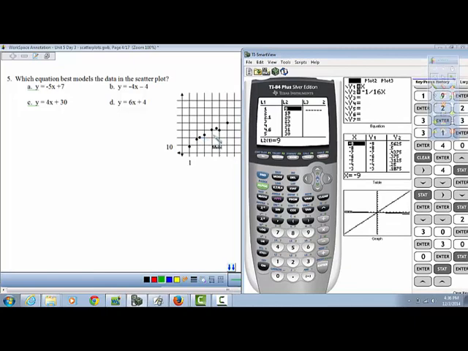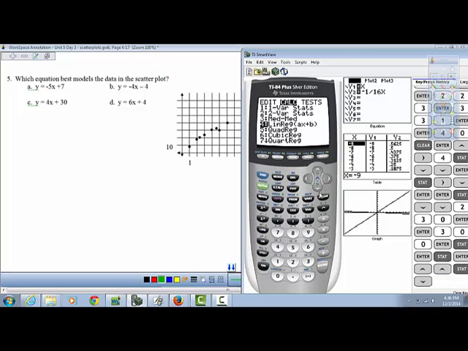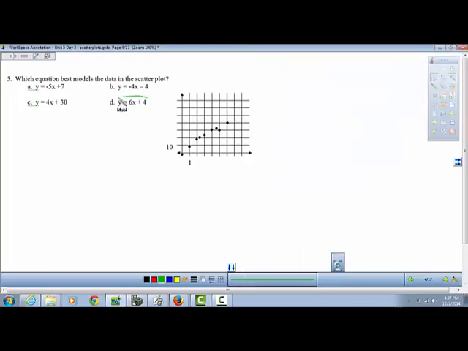And so then when I went to the line reg, I got about 5.4 as my slope and 6.6 as my y-intercept. So really the only one that fits with that is this one right here, because this is -5.